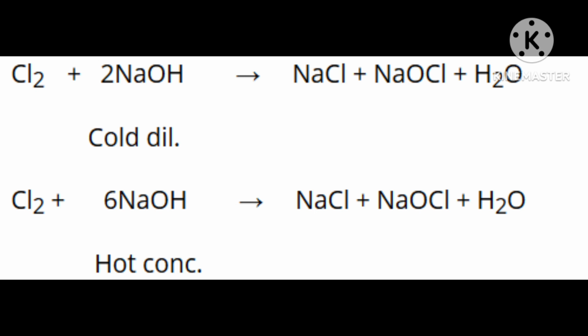With cold and dilute alkalis, chlorine produces a mixture of chloride and hypochlorite, OCl-. But with hot concentrated alkalis, two conditions are there. First, cold and dilute alkalis, and second, hot and concentrated alkalis. Then it gives two different types of product.